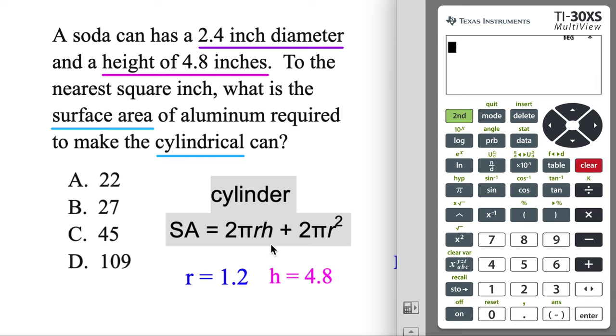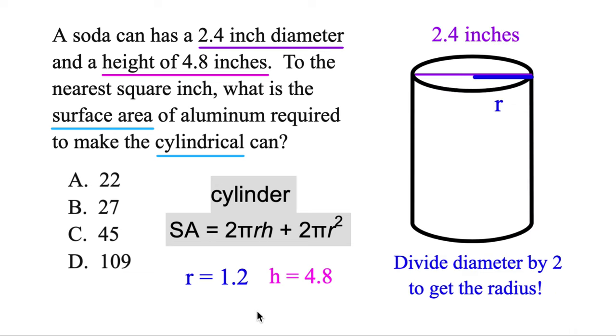Let's do it. So we'll start with 2 and then pi. The pi's on the left side there. Times the radius, 1.2. Times the height, 4.8. Keep going. Plus, and then we got another 2 and a pi. And then we've got times the radius, 1.2. But notice that one squared. Okay, that's the whole thing. 45. And that is the surface area.